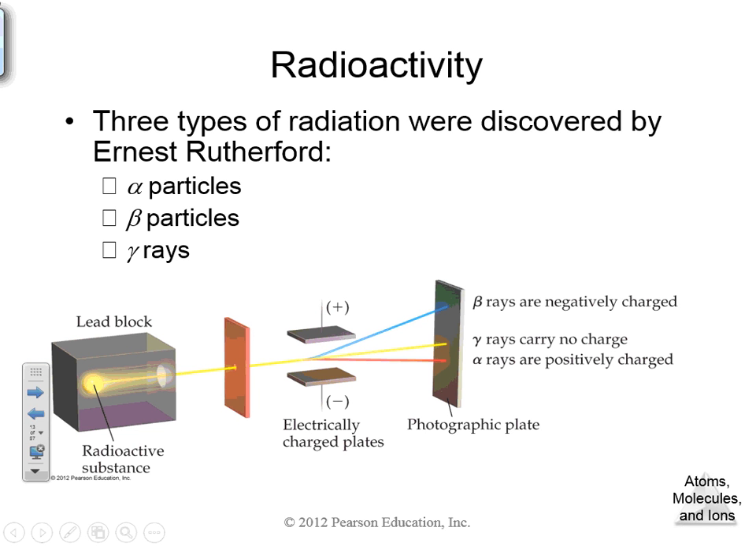There are three types of radiation discovered by Ernest Rutherford. There's alpha particles, there's beta particles, and there's gamma particles. Alpha particles are positively charged, beta particles are negatively charged, and gamma particles have no charge. They are neutral pieces of radiation. So something to keep in mind here: alpha is positively charged, beta is negatively charged, and gamma is neutral. Ernest Rutherford discovered the three types of radiation.